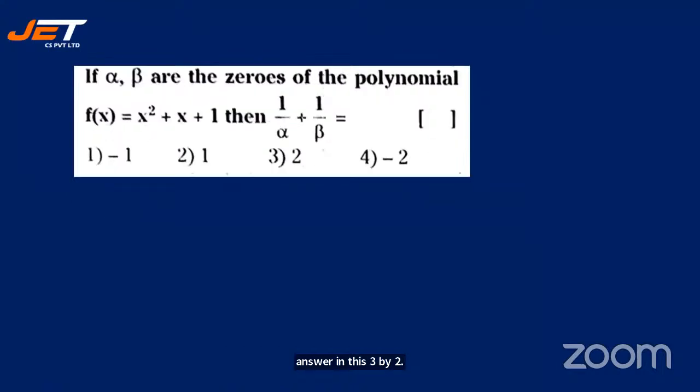If alpha, beta are the zeros of the polynomial f of x equal to x square plus x plus 1, then 1 by alpha plus 1 by beta is dash. So what is 1 by alpha and what is 1 by beta?